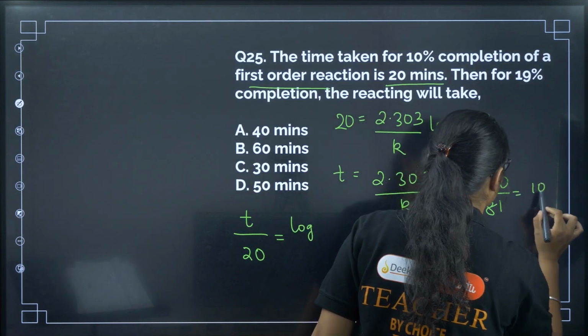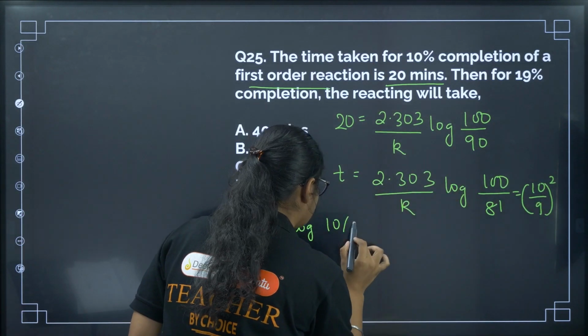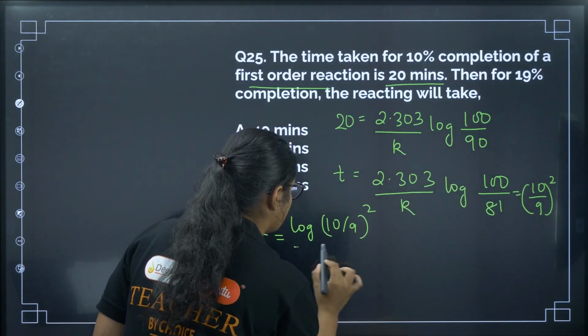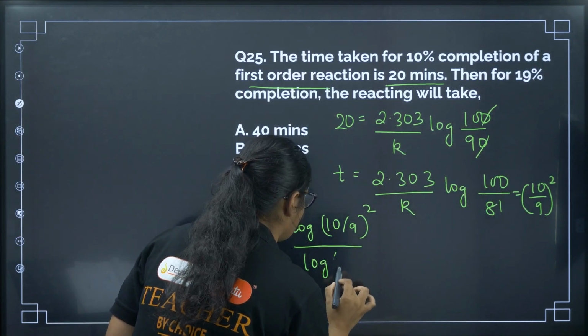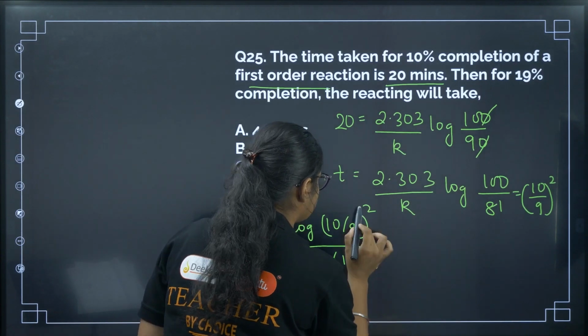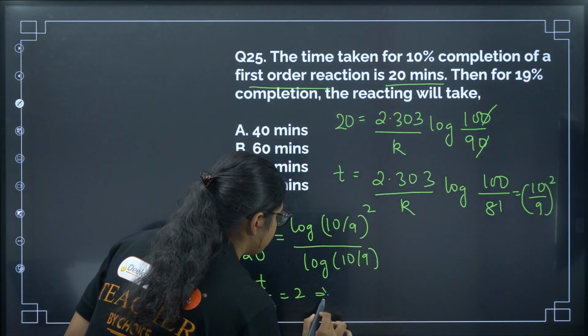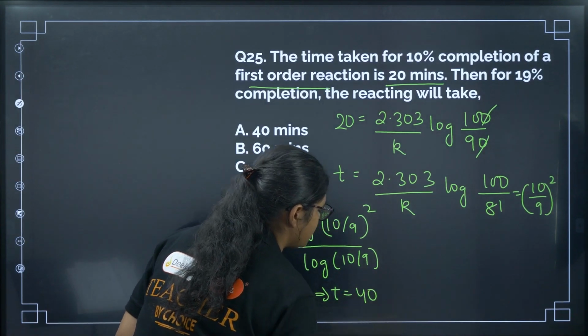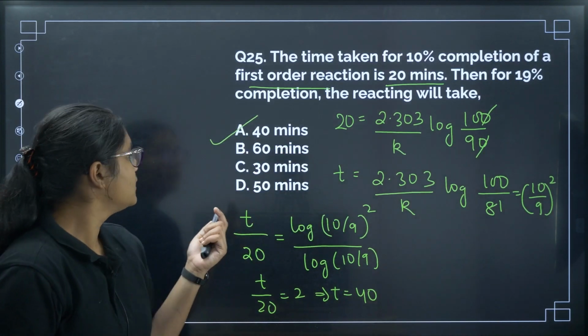Can it be written as log of 10 by 9 its square, right? So I'll write log of (10 by 9) square and whole divided by log of 10 by 9, right? So now this 2 can come here. So t by 20 is equal to 2. So that means t is equal to 40. So the correct answer for this question will be option number A.